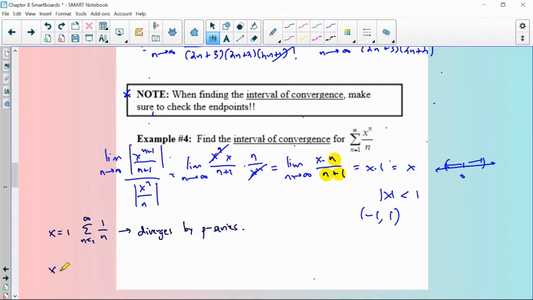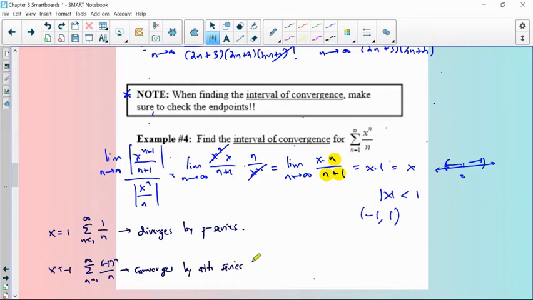Now, what happens if x is -1? The series now becomes -1 to the n over n. Now, the alternating series that is 1 over n, that will converge because it's alternating, right? So for that one, I can say that it converges by the alternating series test.